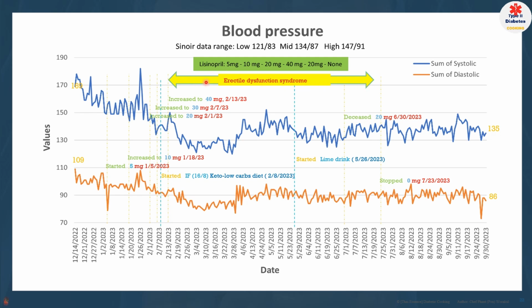Suddenly I couldn't get an erection. I didn't have the sexual feeling. What's happening? I used to be number one, and now suddenly I don't think about it. And when I try to do it, I can't get an erection. And then, oh my God, that pill tried to kill my sex life. So okay, I have to do something. So this is when I started.